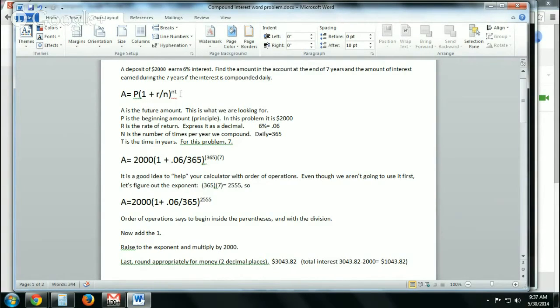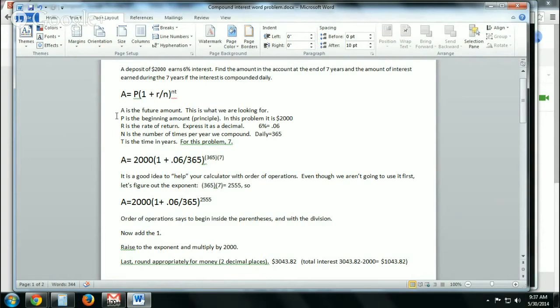Our formula for compound interest is A equals P times (1 plus R divided by N), all of this raised to the NT power. A is the future amount. This is going to be what we're looking for in this particular problem. P is the beginning amount, the principal. So in this problem, it's 2,000.